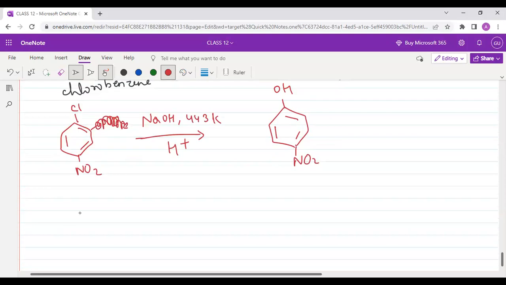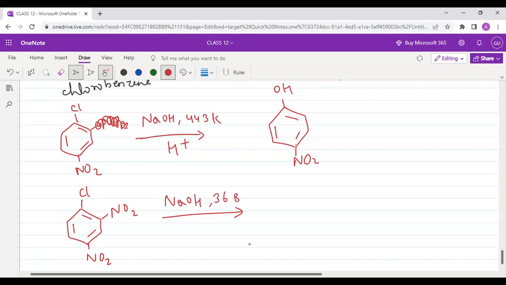Now, if we have introduced the NO2 group at both ortho and para, the reactivity will increase more because two electron withdrawing groups are present, right? Yes, ma'am. So now it would need a lesser temperature, like 368 Kelvin. So you can see the temperature is decreasing. And now the Cl will get converted into OH and NO2 will remain as it is.